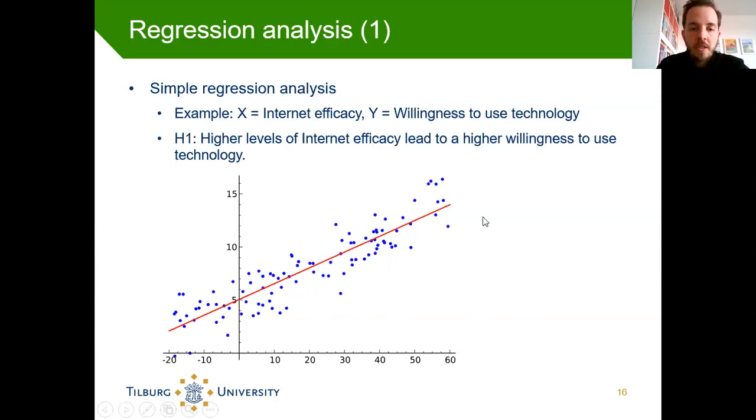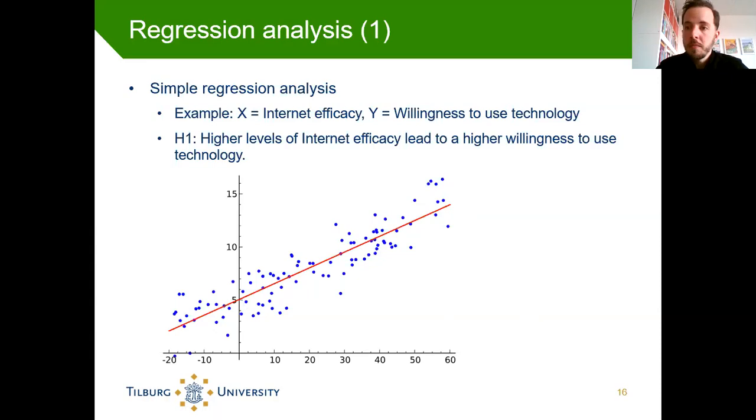And when looking at all those data points, this is something that seems to be the case, right? So overall, you could say the higher people's internet efficacy, also the higher people's willingness to use technology. So it seems here that your hypothesis can be confirmed. But of course, for you to be sure, you should carry out a statistical test to be completely sure that this relation that you visually observe here is actually also statistically present in your data. That's what you can do with a simple regression analysis.